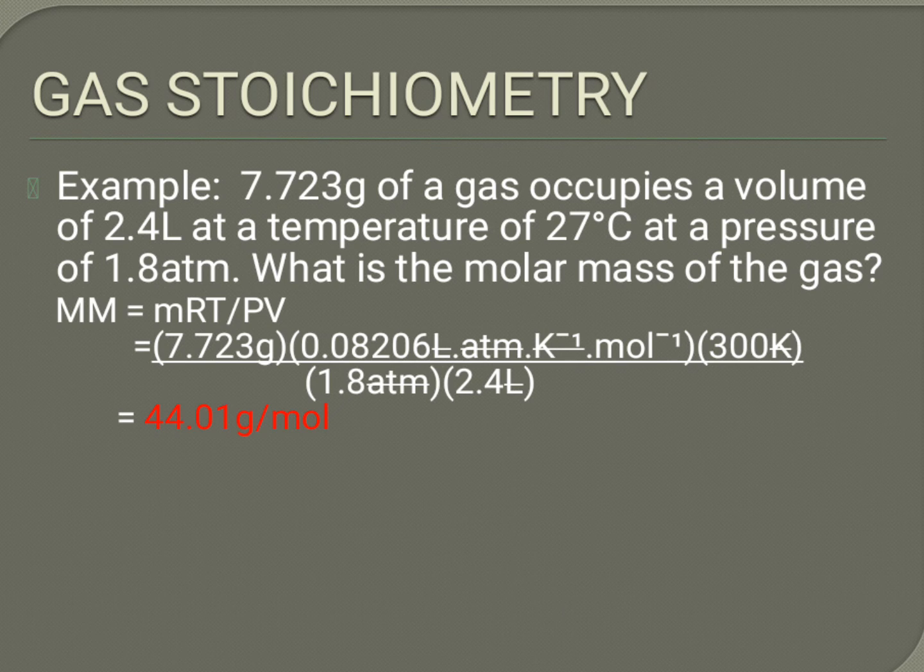Let's start with this problem. 7.723 grams of a gas occupies a volume of 2.4 liters at a temperature of 27 degrees Celsius and a pressure of 1.8 atm. What is the molar mass of the gas? Let's start with this equation: PV is equal to nRT. Now n, the number of moles, is equivalent to the mass divided by the molar mass, and you can prove it based on the units.